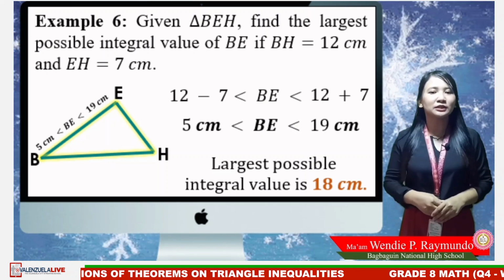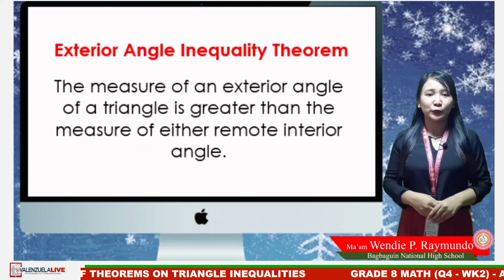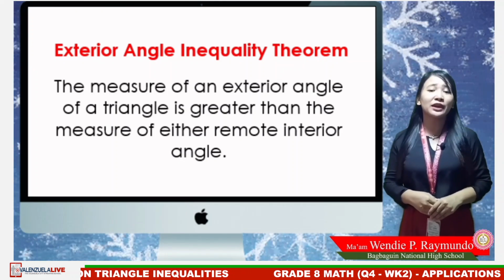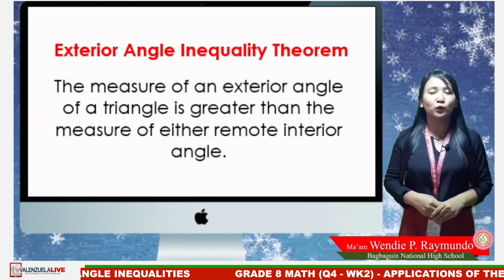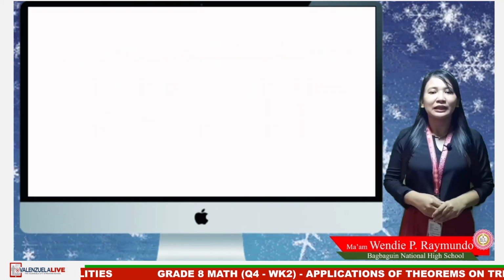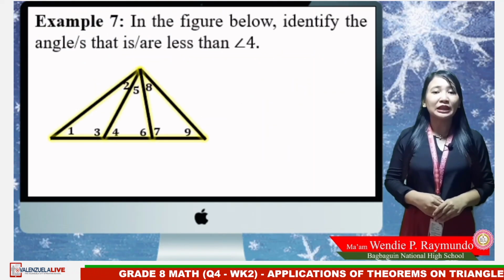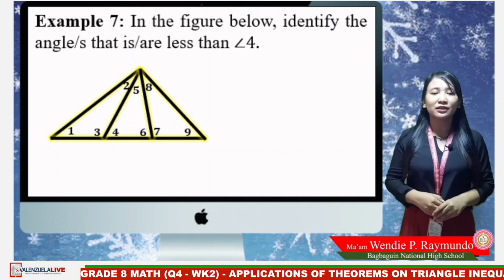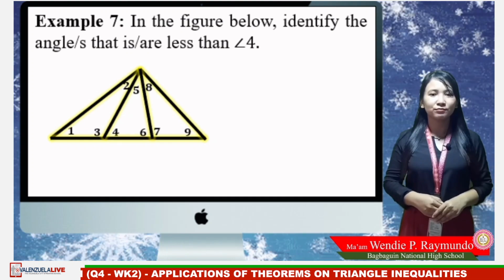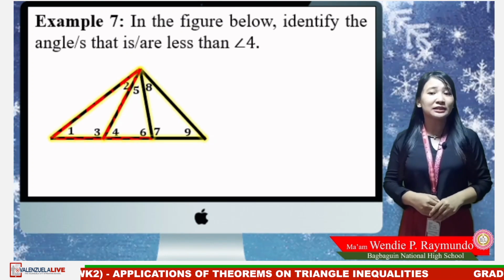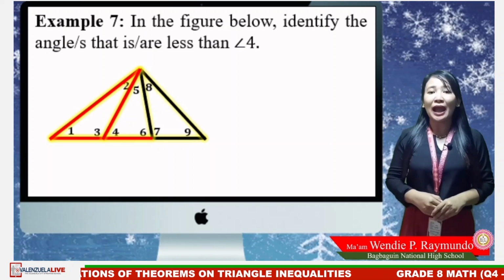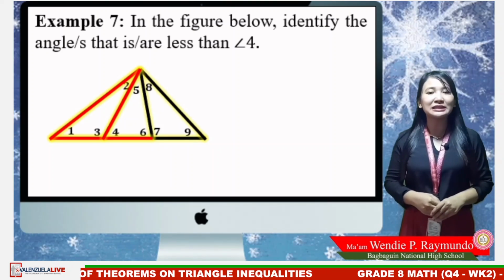Now let us proceed to the exterior angle inequality theorem. The measure of an exterior angle of a triangle is greater than the measure of either remote interior angle. Example number 7. In the figure below, identify the angle or angles that is or are less than angle 4. The angles that are less than angle 4 are its remote angles. The remote angles are angle 1 and angle 2.